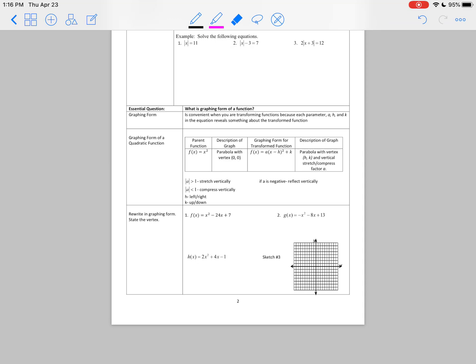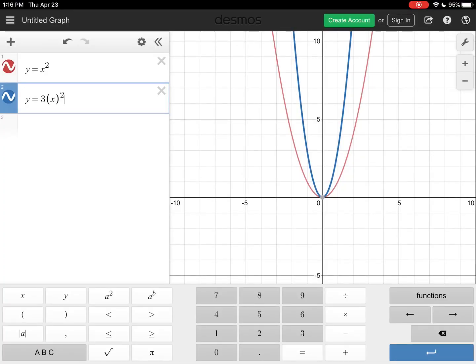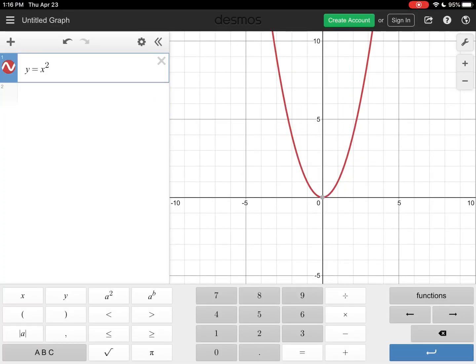All right, so we talked about what was called the graphing form of an equation, and we're going to start with just looking at parabolas. In there, it's going to involve using an a, h, and k in the equation to transform it from a basic equation, or what's called the parent function, to any other function of that same type. So if I go here, this is the parent function of a parabola.